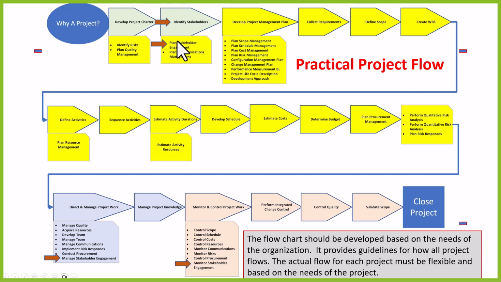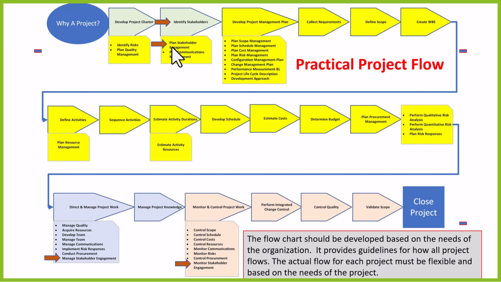The first process is identify stakeholders. That's the one we're talking about now. Once we've identified the stakeholders, then we will plan stakeholder engagement. Keeping a stakeholder engaged in a project is critically important. If we keep our stakeholders engaged in the project, then in all likelihood we're going to have a successful project. If we don't, then in all likelihood our project is not going to be successful.